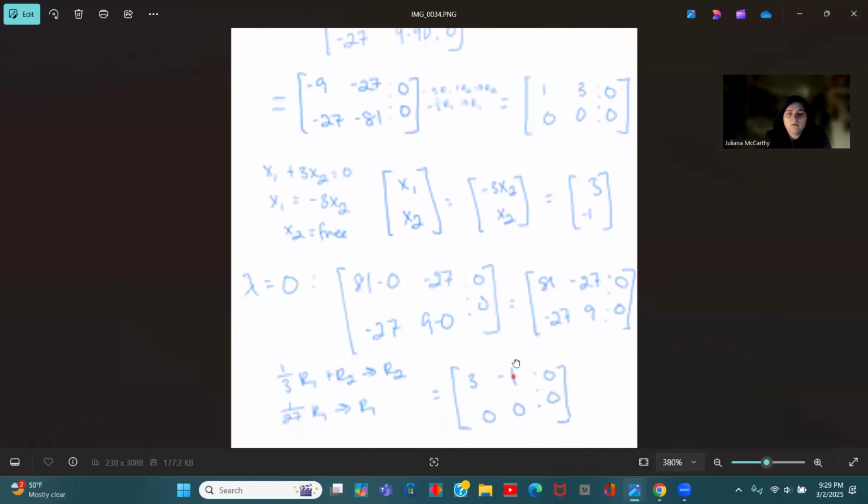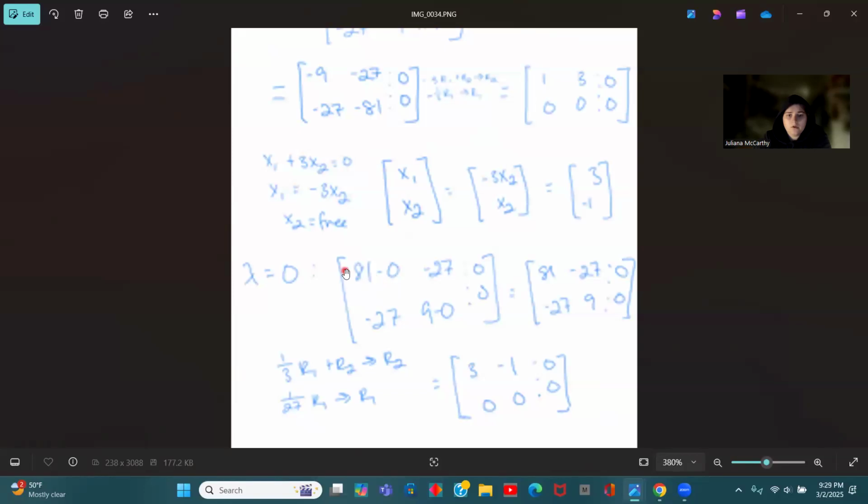Then our second one, with lambda equals 0, we have 81 minus 0, negative 27, 9 minus 0, augmented with 0. Simplifying, using our row operations, we get 3, negative 1, 0, 0.